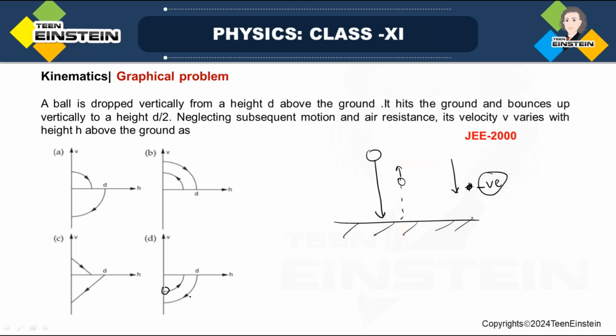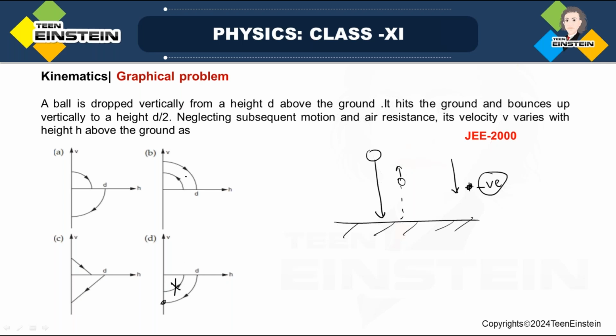So the velocity starts with 0 because it is dropped. Then it is increasing towards downwards, that means negative velocity, that is fine. But when it is going up or rebounding, this should not be negative because the direction itself changes. Okay, direction changes. So that's why the second curve is not okay.